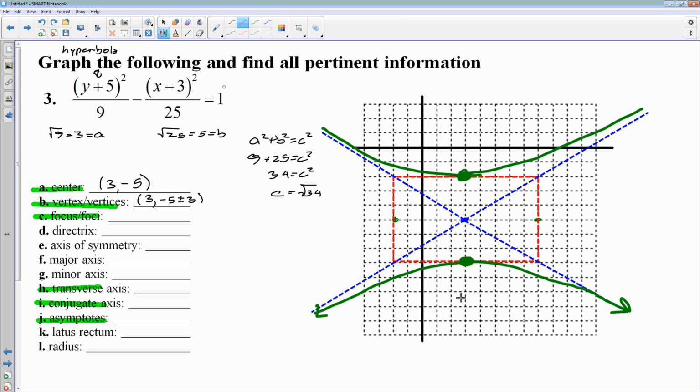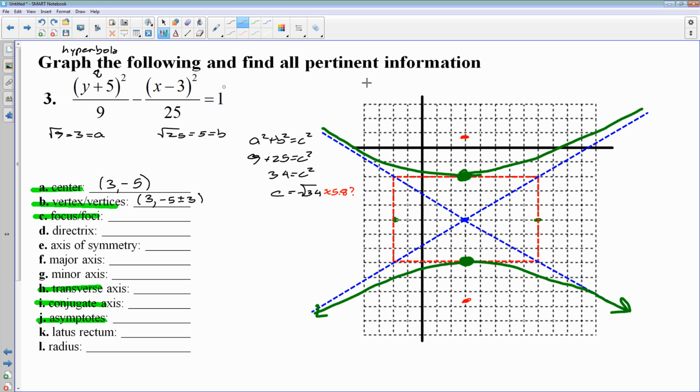And since this is going up and down, I'm going to go up and down to get to my foci. So I'll go up pretty close to 6. I'm going to go down 3, 4, 5, and almost to 6. 6 squared is 36. So I know this is just less than 6. I'll say it's about 5.8. That's a guess.